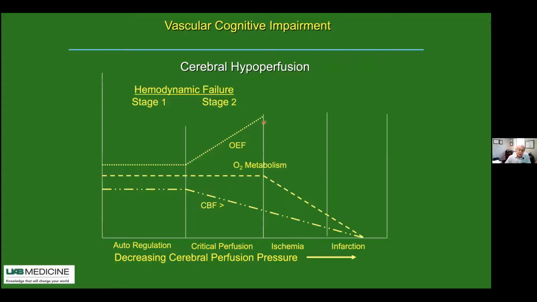But at some point, when all of the oxygen is extracted, we are now in stage 2 hemodynamic failure, and this is where metabolism begins to fall. There's a well-described cascade of events involving mitochondria, the breakdown of electrical activity, and the breakdown of cell membranes, and this eventually causes worse and worse decline of physiologic function within the nucleus of these cells.